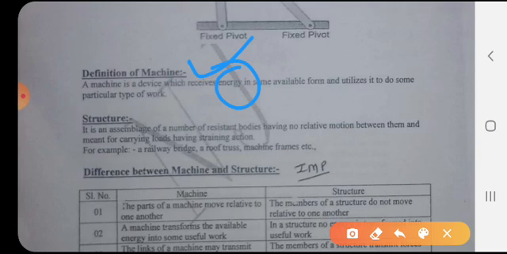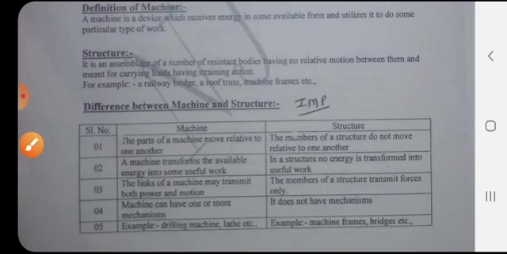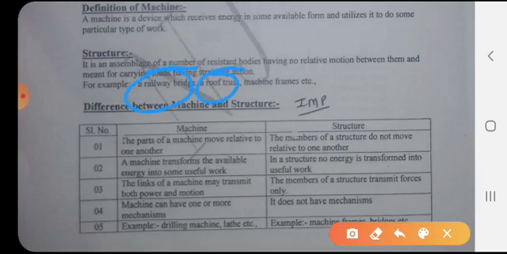And let us discuss what a structure is. A structure is an assembly of a number of resistant bodies, known as members, with no relative motion between them. This means it will only be carrying a load, having straining action. For example, it may be a railway bridge, roof truss, machine frame, etc.